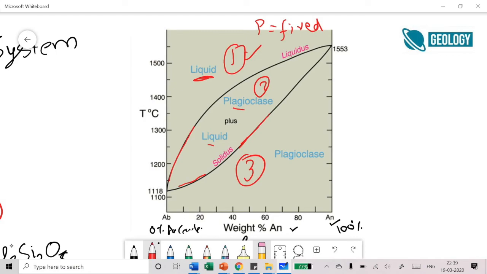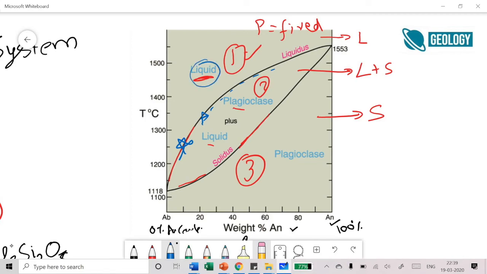So we defined three regions here. The first one in which you see liquid, then the second region where there is liquid plus solid, and the third region which is only solid. This curve on top defines the boundary between the liquid and the solid plus liquid region, and this curve is known as the liquidus curve. Similarly, the curve at the bottom, which separates plagioclase plus liquid from the plagioclase phase, is known as the solidus.